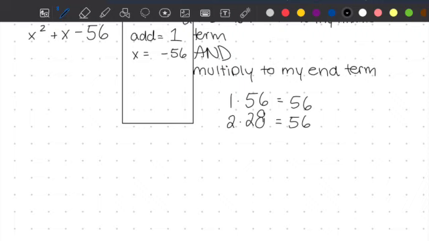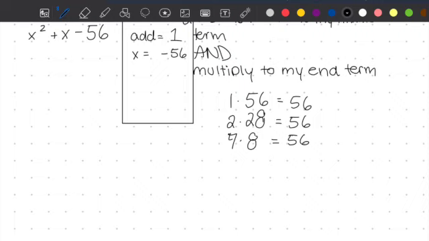Is 56 divisible by 3? No. Is it divisible by 4? No. Is it divisible by 5? Divisible by 6? No. Divisible by 7? Yeah. 7 and 8. So that equals 56. Now, 7 plus 8 does not equal 1.